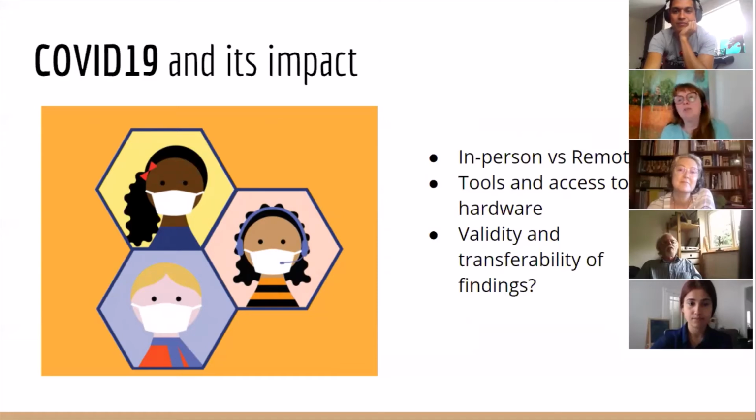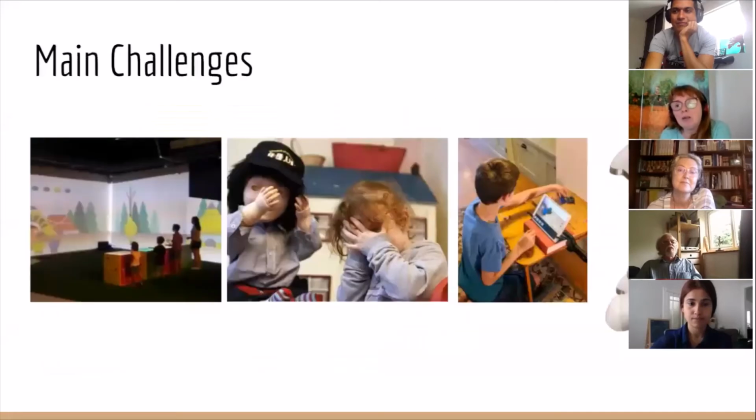Of course, since we could not be with the children, we had to, for example, rely on the parents. The parents at home had to take the role that researchers would normally do when you do a study of co-creation, prototyping, storyboarding, even creating some videos about scenarios, about games that involve robots.